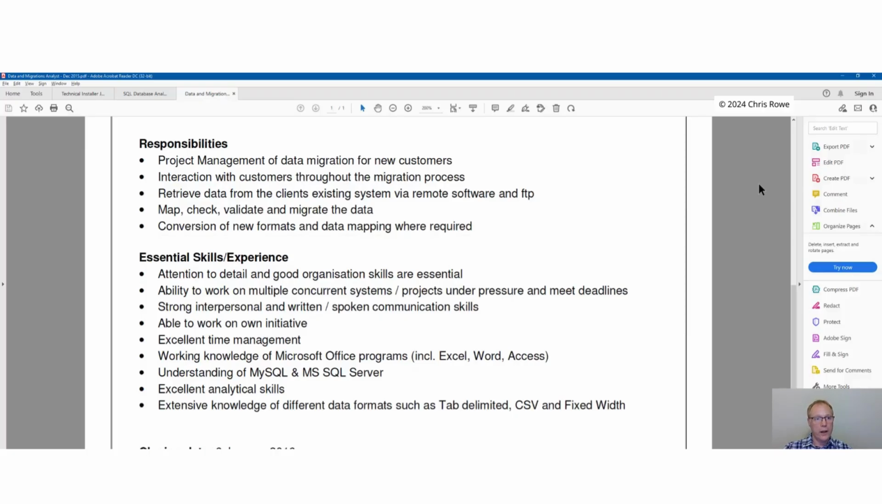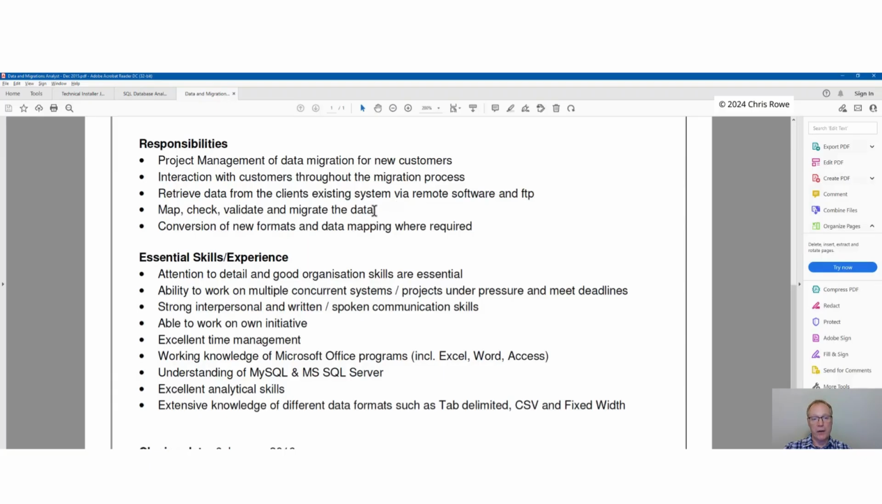So this was for a data and migration analyst. The responsibilities were pretty straightforward. Project management, data migration. As you can see, there's no requirement for strong SQL skills. Interaction with customers throughout the migration process. Retrieve data from clients' existing systems via remote software and FTP. Again, something I'd never been involved in, but it's just a simple skill that can be taught.